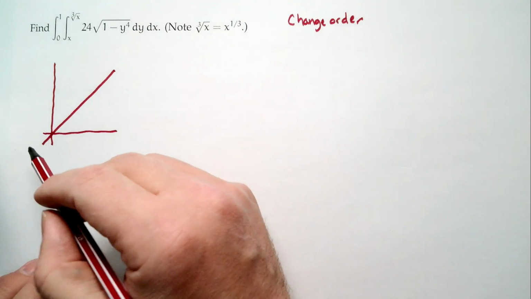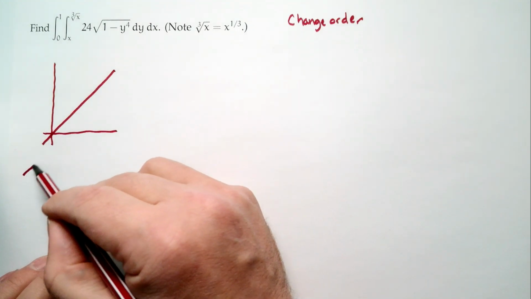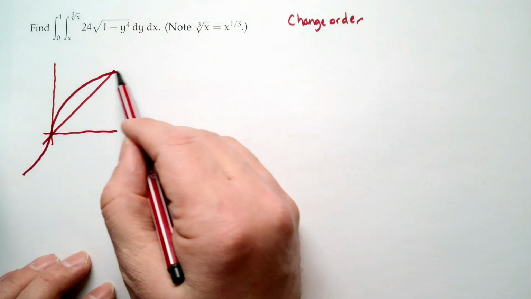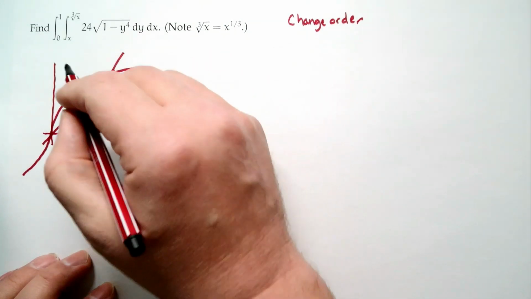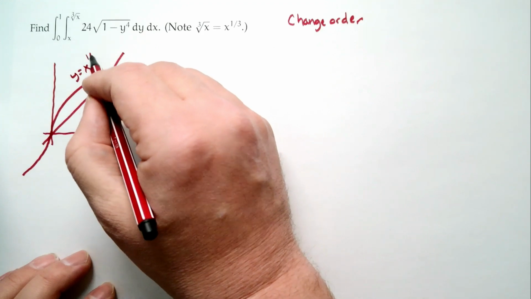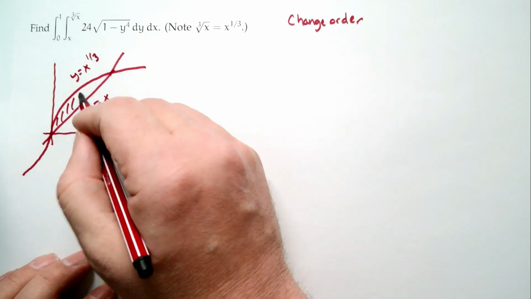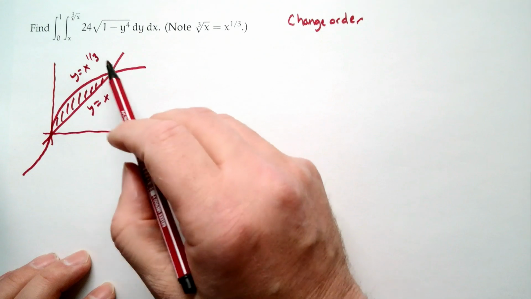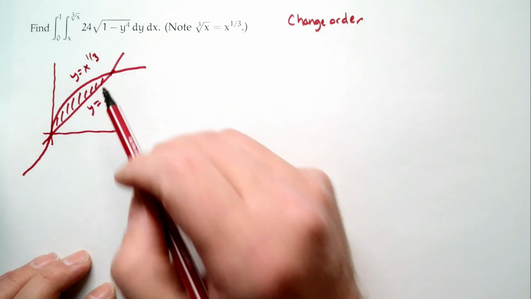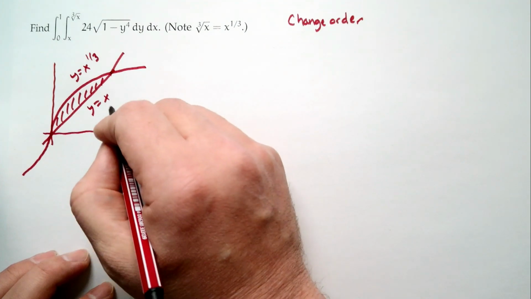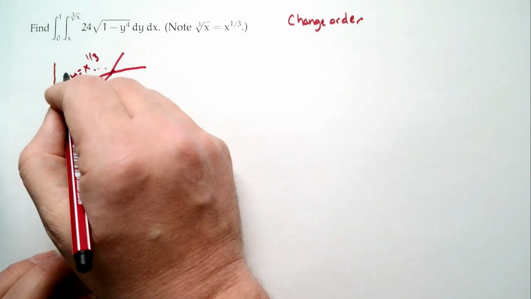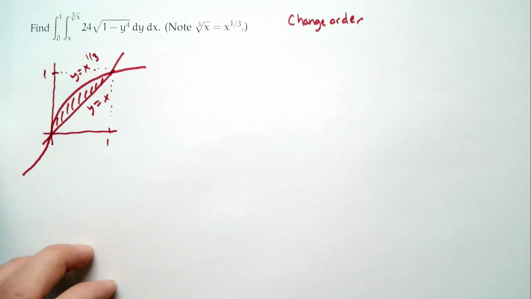And so what happens is it comes through and then goes something like that. So here we have y equals x. Here we have y equals x to the 1/3. And then we're looking for this part in between, because if you check, they both pass through the same point at 1. In particular, when you plug in x equals 1, you're going to get out that y equals 1. All right, so there's our region.